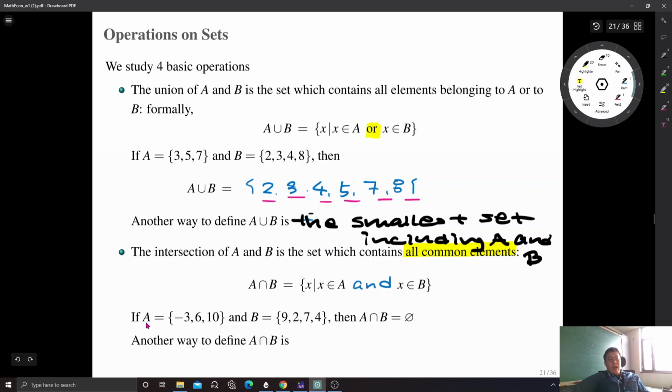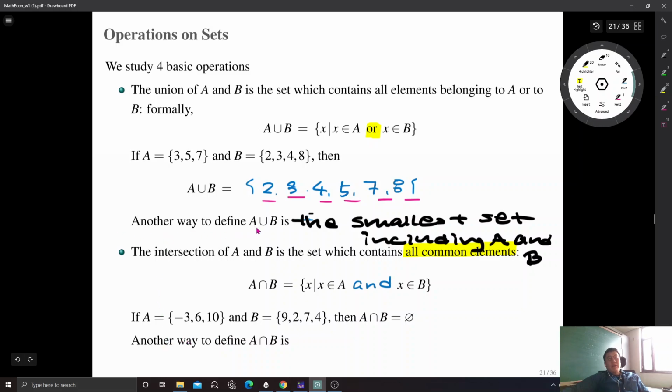So if we have a set A = {-3, 6, 10} and the set B = {9, 2, 7, 4}, then the intersection of A and B, because there is no common element, right, is going to be the empty set.